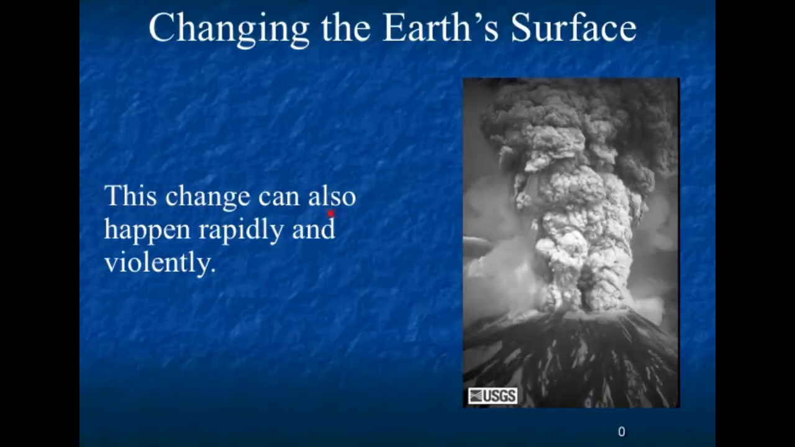But changes can also happen rapidly and even violently. Again, here's another picture of a volcano erupting, and you can have volcanoes that erupt like in Hawaii where they're slow and the lava just gently flows out, or you can have these that build up over time and create massive explosions of smoke and ash and poisonous gases.